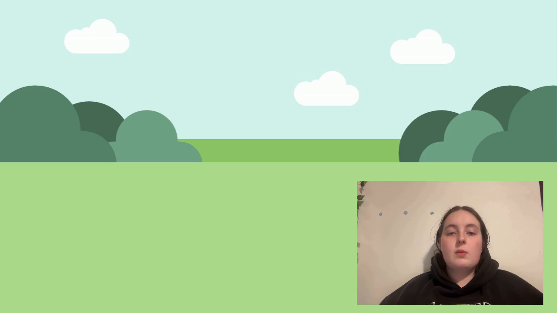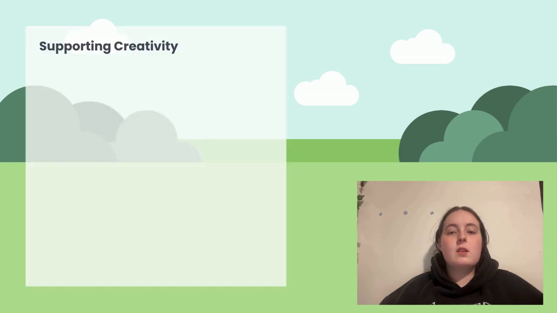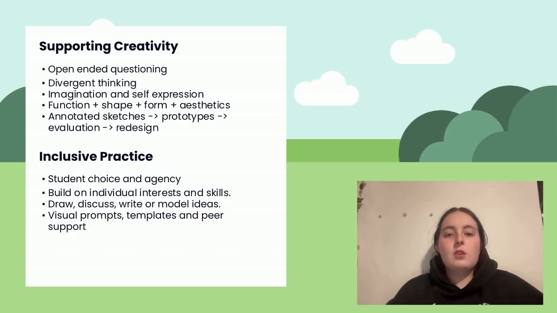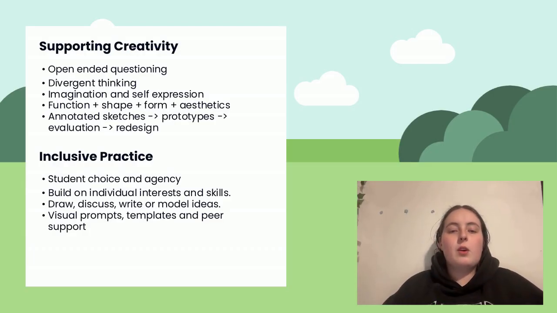As the teacher, I would use open-ended questions such as, what else could this bottle become? Encouraging divergent thinking rather than providing one product for students to copy. This supports creativity, imagination, and self-expression, while students develop aesthetic awareness by considering the function, shape, form, and visual presentation of their designs. They also develop design language through annotated sketches, prototypes, evaluation, and redesign.